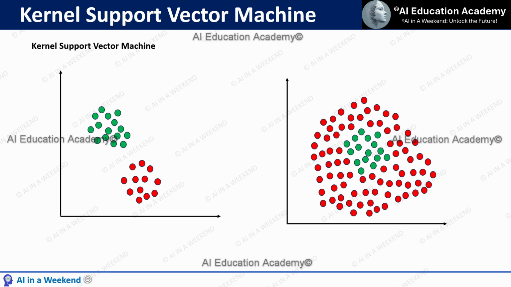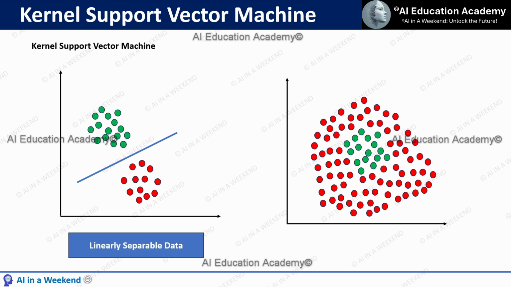It is easy to separate this data set into two by a linear line. This type of data is called linearly separable data.